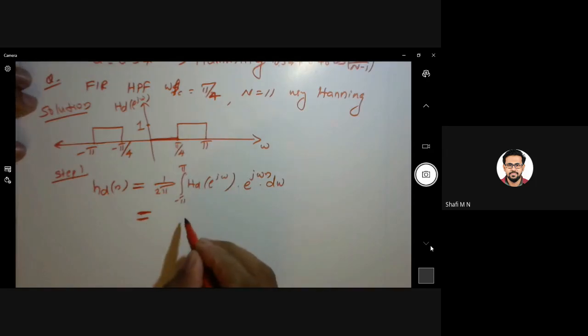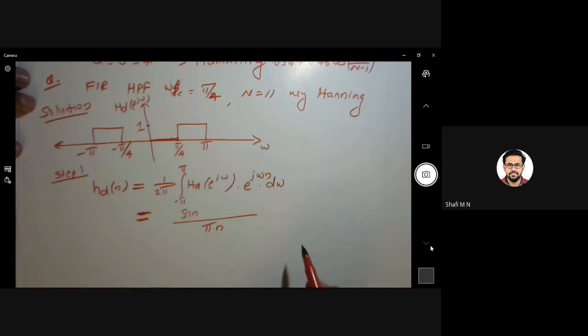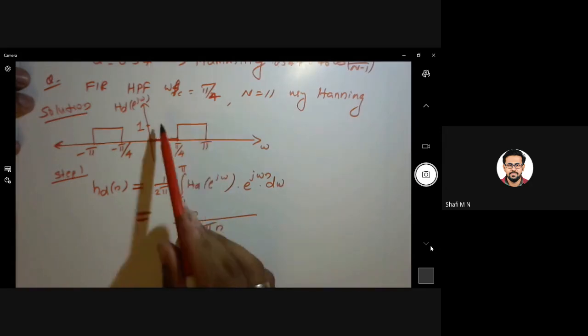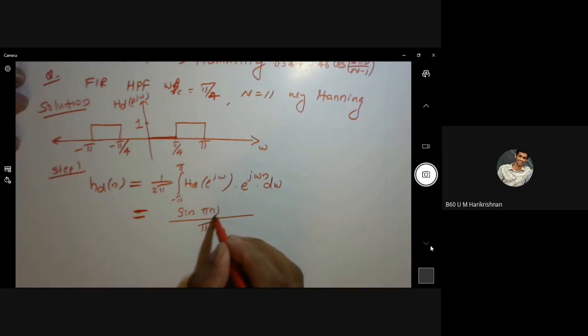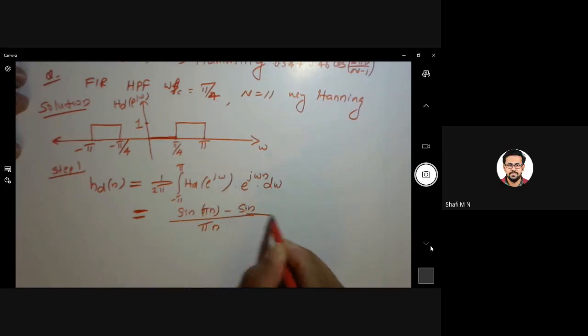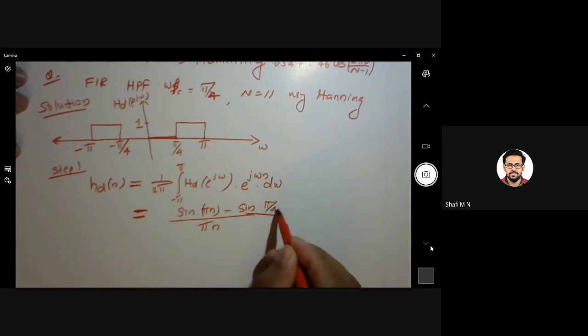Just help me to write it using the shortcut. Denominator will be pi into n, right? Numerator is sin pi n minus sin pi by 4 n. Okay, sin pi n, this is the first end minus the second end, so sin pi by 4 n.